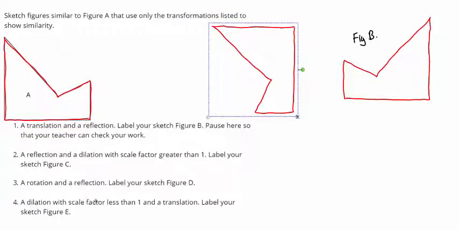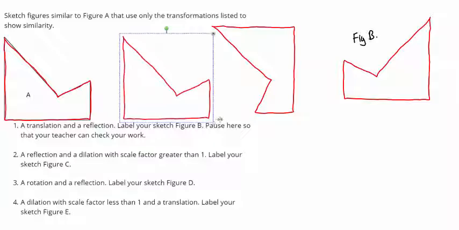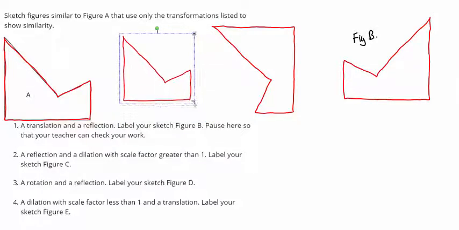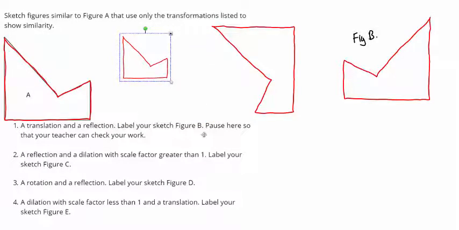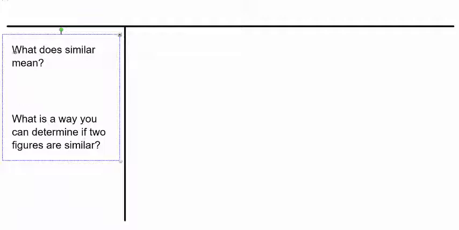And the last one, a dilation with a scale factor less than 1 and a translation. So we're going to translate, and since it's a scale factor less than 1, it's going to get smaller. That's it. So let's take some notes.